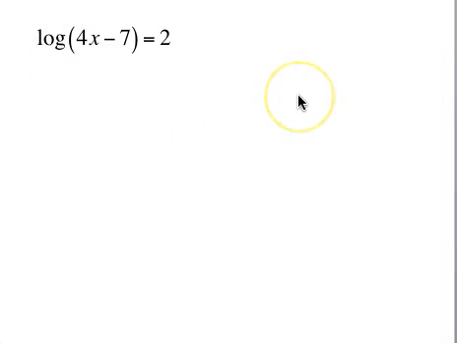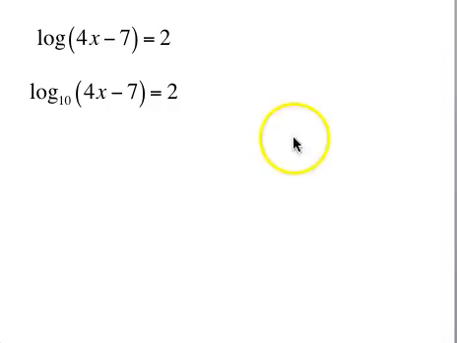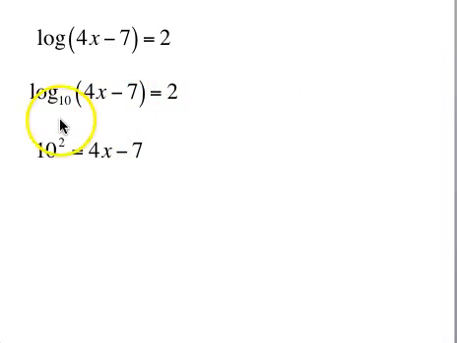Our next example is log 4x minus 7 equals 2. That's the common log. So we need to know the base of the common log is 10. Log base 10 of 4x minus 7 is 2. So we'll take 10 to the 2nd power is 4x minus 7. Starting at the base of the log, the answer is an exponent. 10 to the 2nd power is 10 times 10, which of course is 100. 100 is 4x minus 7.